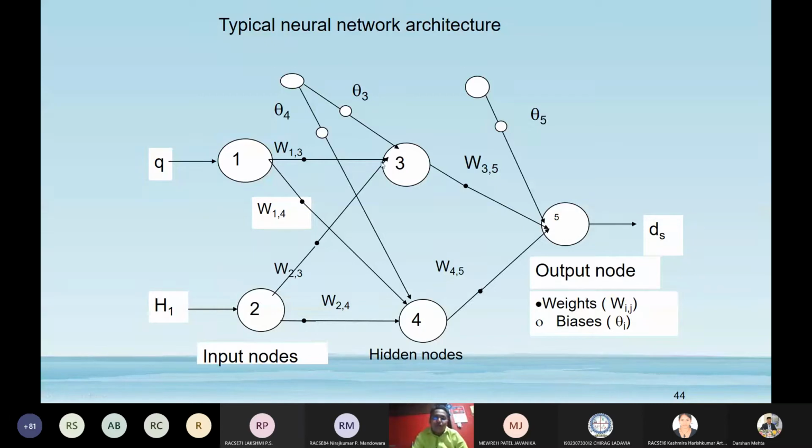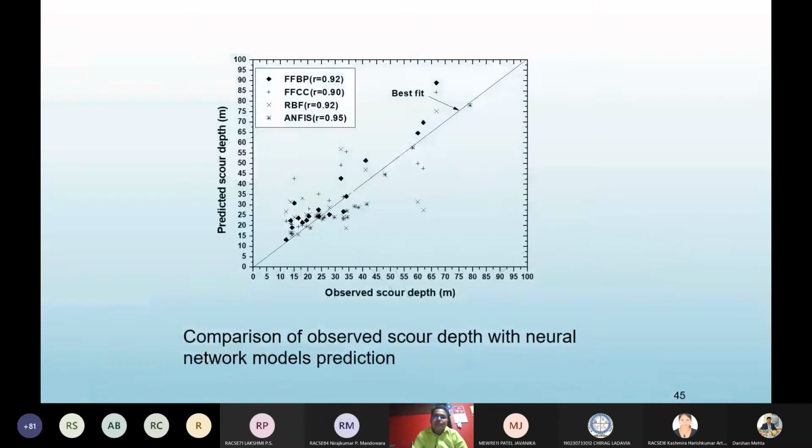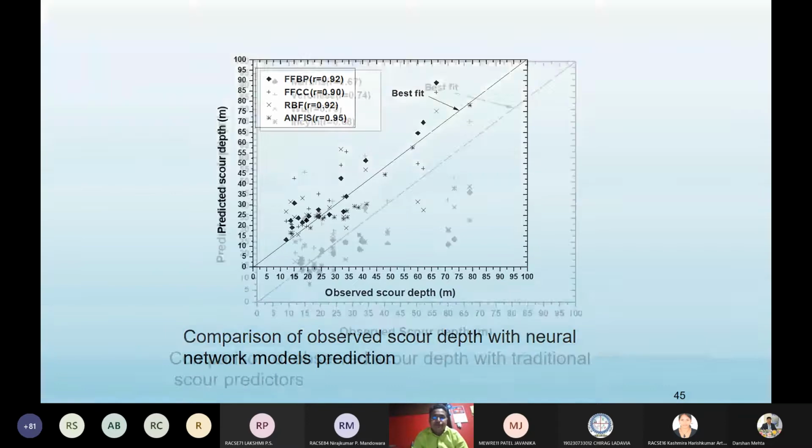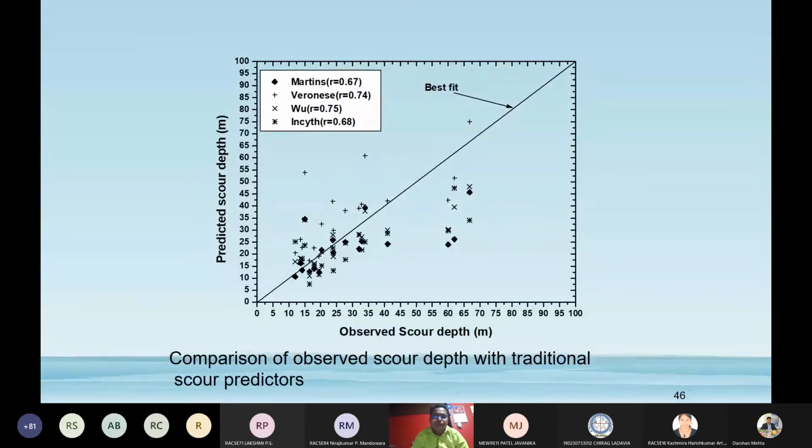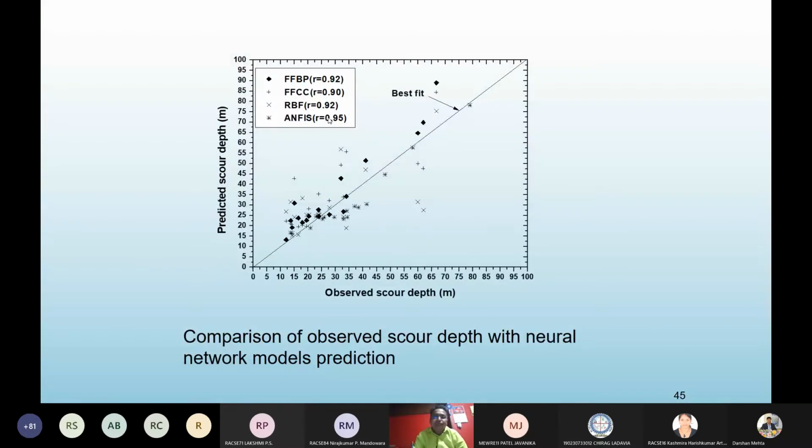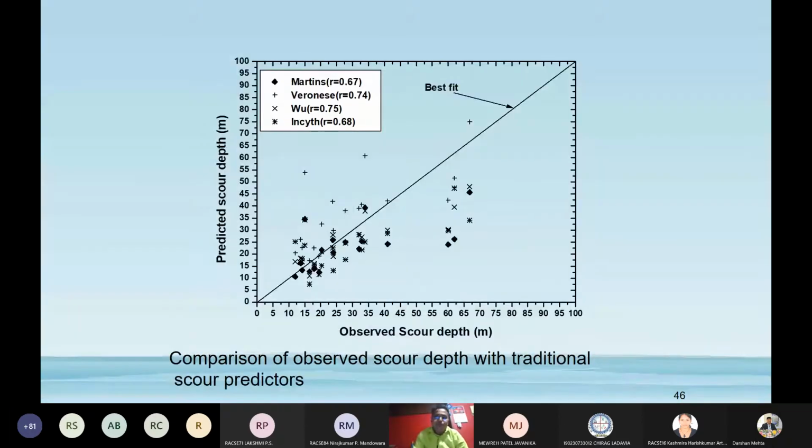I used two inputs and two hidden nodes in one layer and one output, only the depth of scour. I don't have any other data with location, for this prototype data. I did the same thing using the Stuttgart Neural Network Simulator: feed forward network, feed forward cascade correlation, radial basis function, and FIS. I will show new software. These are four traditional predictors. You can see their correlation coefficients, so neural networks have the capability to predict. I will show you now.